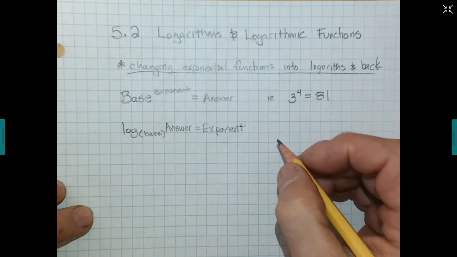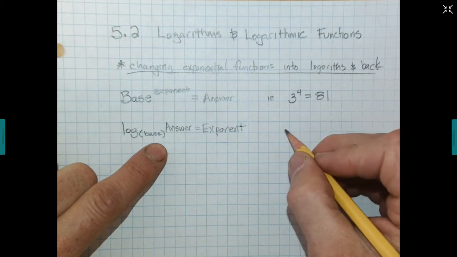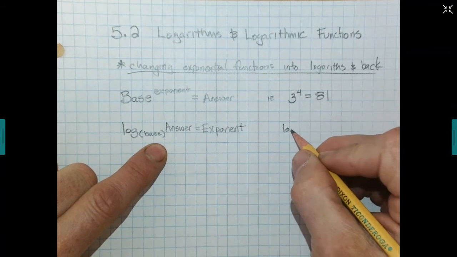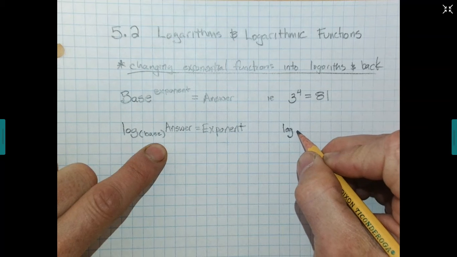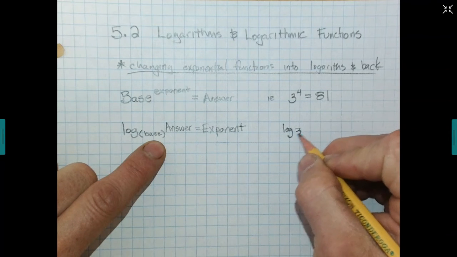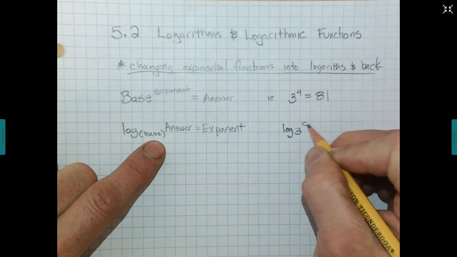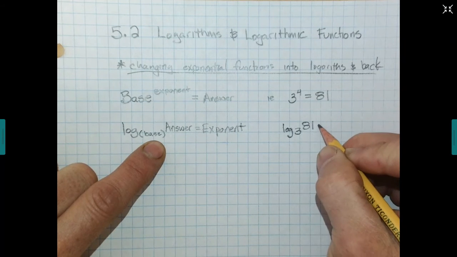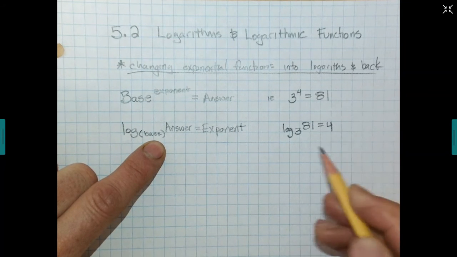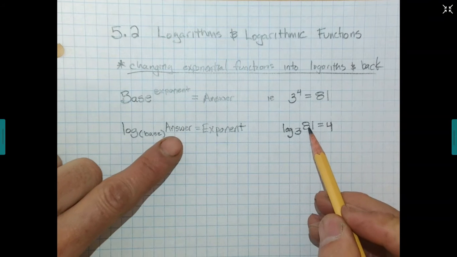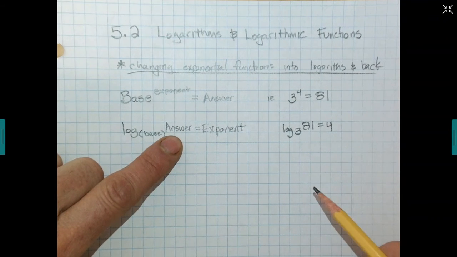So an example of this would be log base 3 of 81 equals 4. So I have my base, my answer, and my exponent.